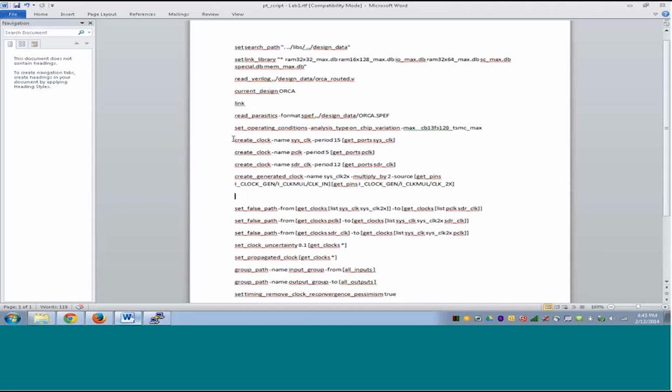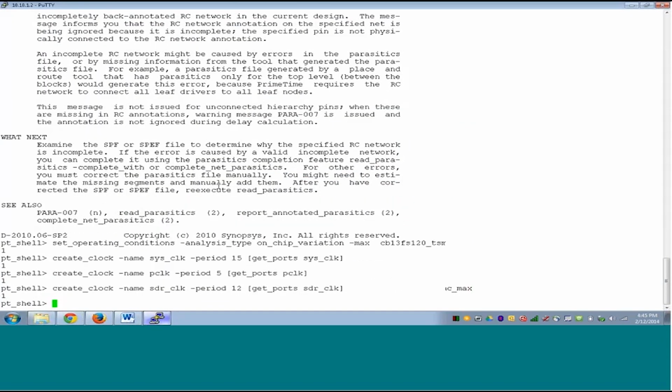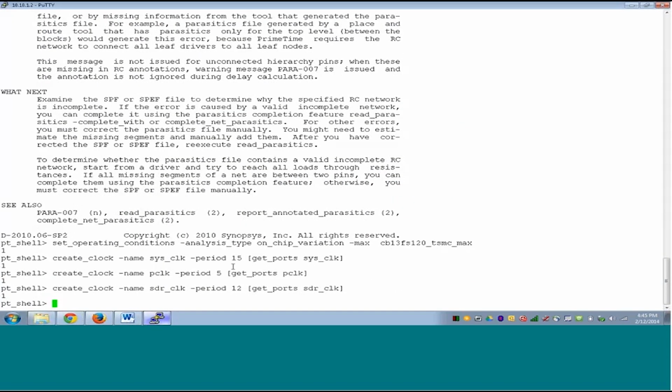Now we will create clocks. We will create some clocks. There are 3 clocks here: sys clock, P clock, and SDR clock. We will create each of these clocks. So now we are up to constraints. I have assigned some periods. I am not sure what the specification of this chip is, so I have just assigned some periods myself. Sys clock, P clock, and SDR clock. Now there are 3 clocks.